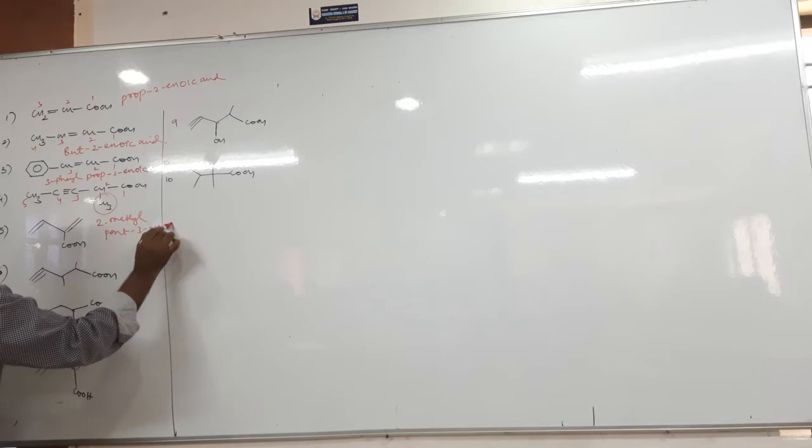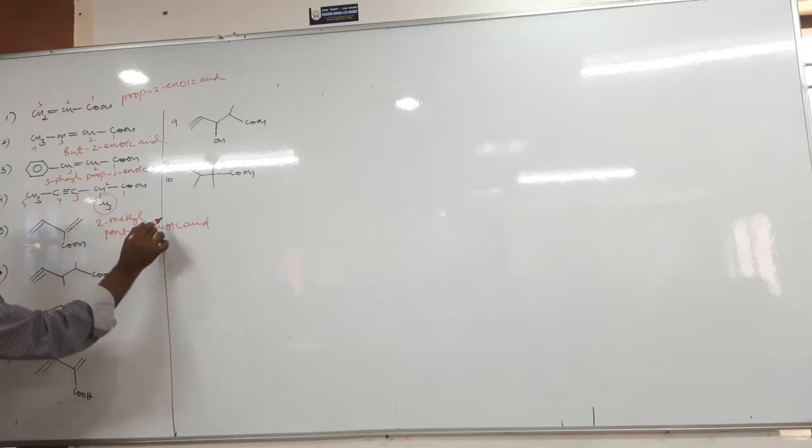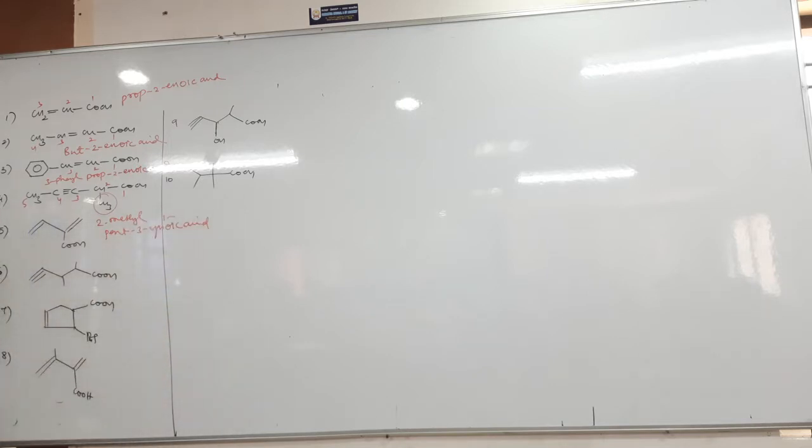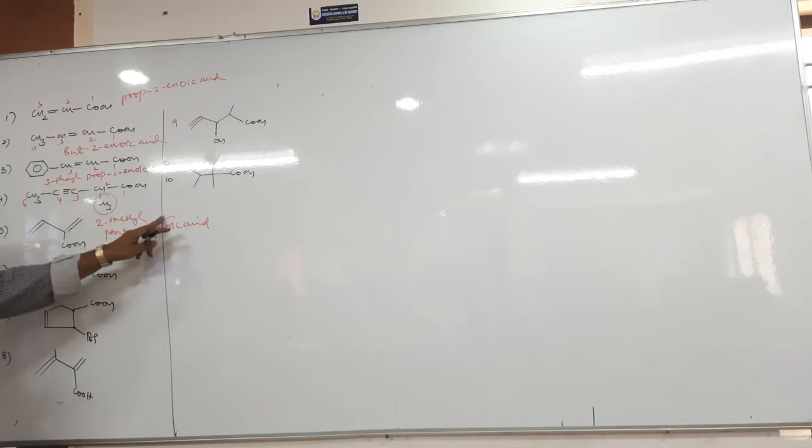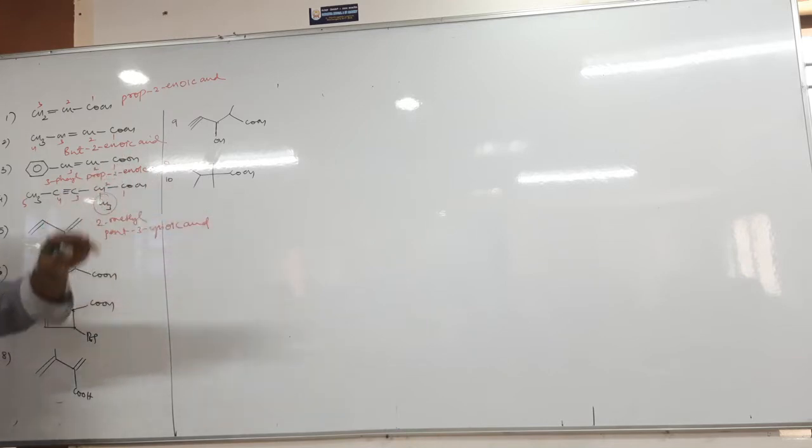Oic acid. See, oic acid is always 1. You need not write 1 oic acid. If somebody writes 1 oic acid also, you cannot say it is wrong. But anyhow, you need not write 1 oic acid. Oic acid is always 1. Okay, like that. Will you do? Right, later. Next.